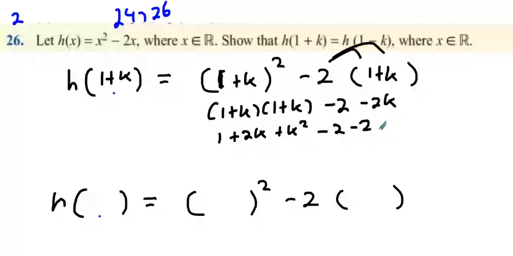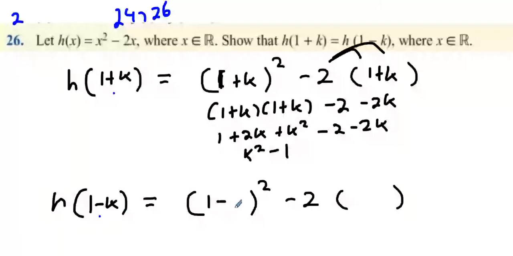Everybody happy enough with that? Now what happens to the 2k's? And what's left? k squared take away 1. Everybody cool with that? Yes, sir. k plus 1, k minus 1. You're right, but you don't have to. You'll see in a second.